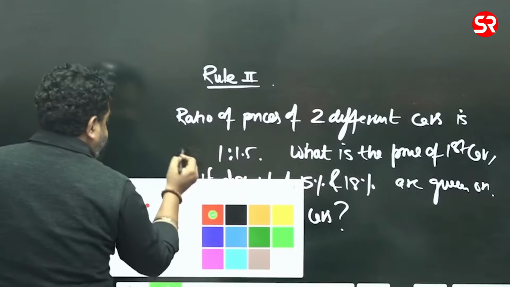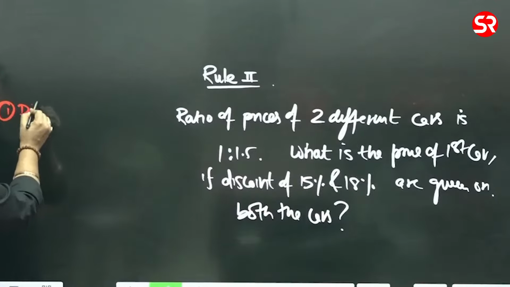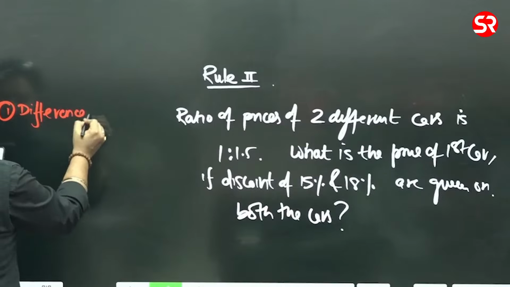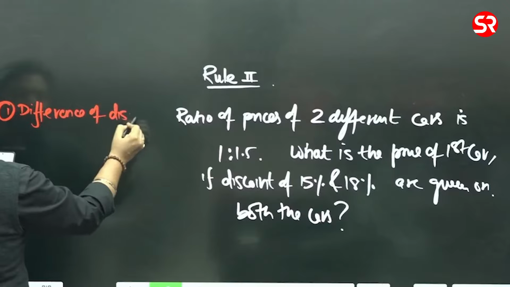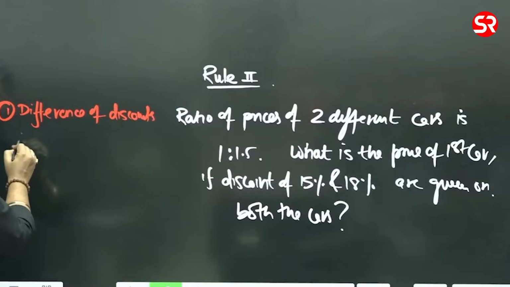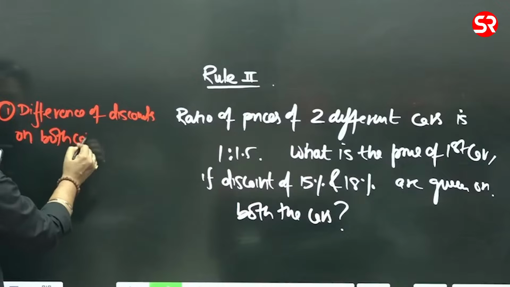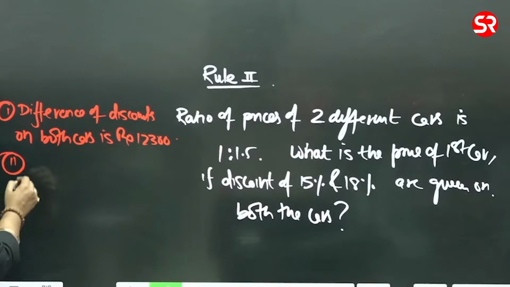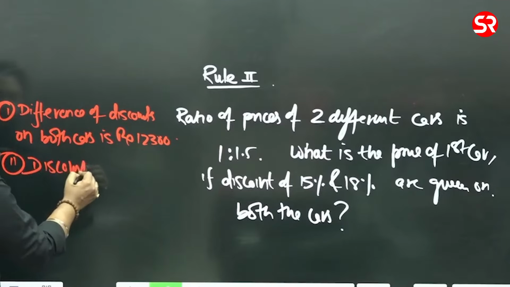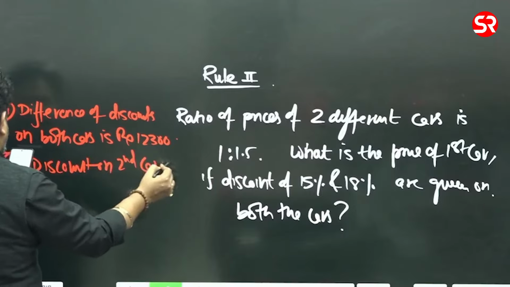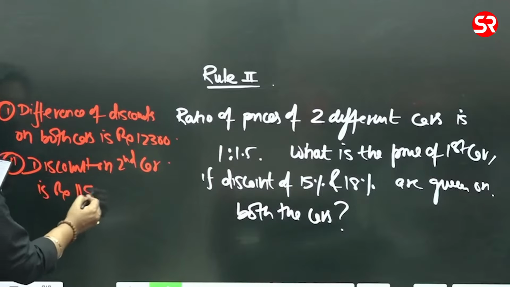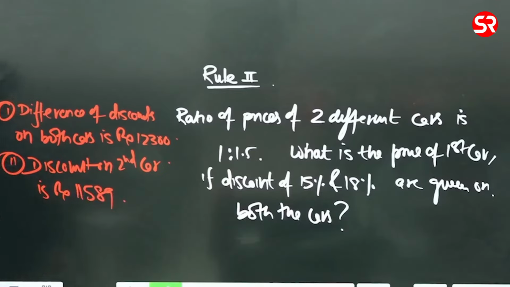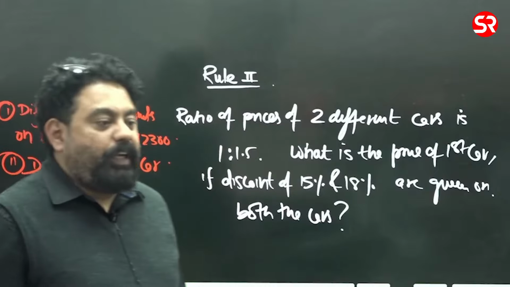Now statement one: the difference of discounts on both cars is ₹12,300. Statement two: the discount on the second car is ₹11,589.